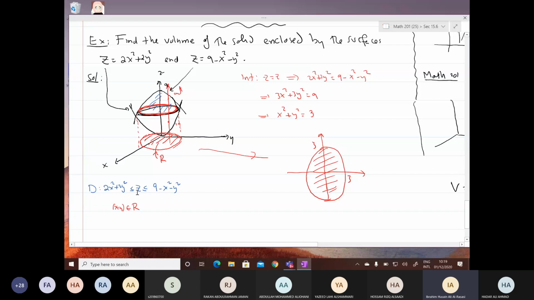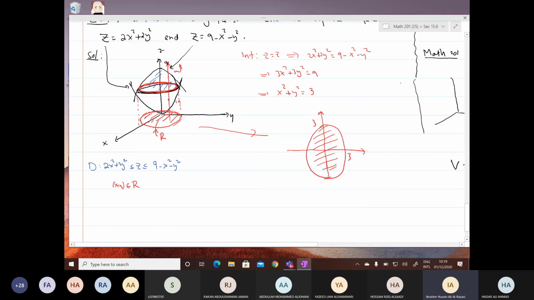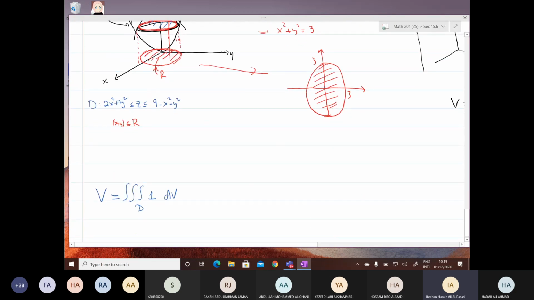Okay. Limits of Z and XY are here. Now I will go and write the limits of integration. I will leave R for a while. I know now what R is. So now the triple integral is a region of type 1. So first I integrate with respect to Z. So this is 1 dz.